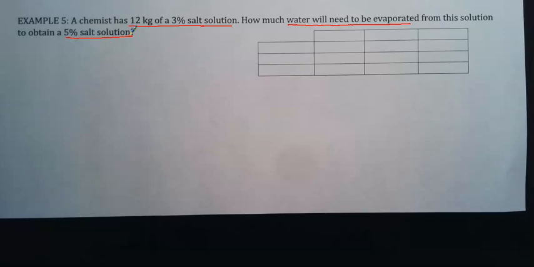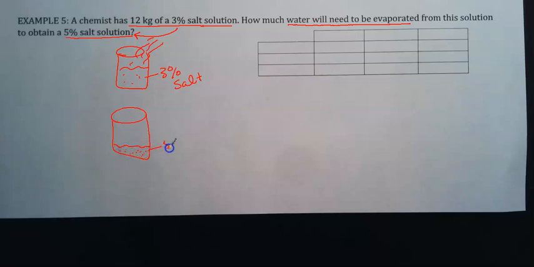I don't know if you've had chemistry yet, or maybe you're in it, but we have a 3% salt solution. So in this mixture, you've got water, and in there, 3% is salt. We want to go from a 3% to a 5%. The only way to do that is for the water to evaporate, for there to be less water. So in that case, we would have less water.